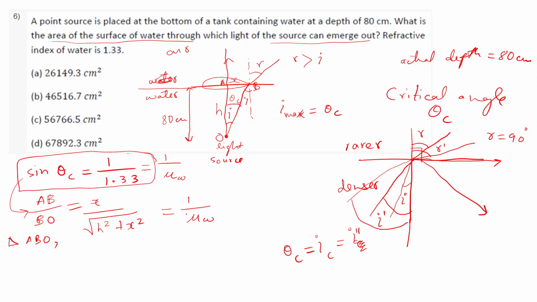We want to find out this X, because we have to tell what is the area of water through which the light will come. So I want to find out, this will be a circle because it's forming a cone in all directions, and if I know the radius of the circle, I'll be able to tell the surface area. So I want to find out X out of it. For that, I'll take square on both sides, then I'll get X square divided by H square plus X square is equal to 1 over mu W square.